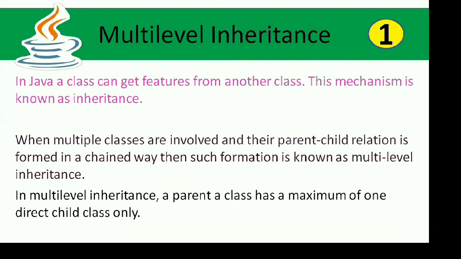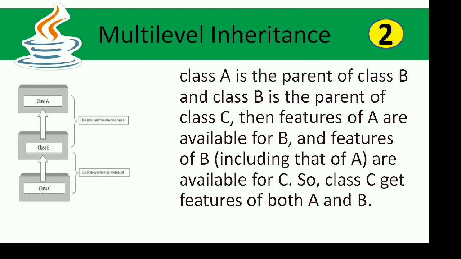In Java, a class can get features from another class. This is inheritance, and when we maintain a chain of parent-child relationship, it's called multi-level inheritance, and a parent can have only one direct child. There cannot be two children. Okay, so a parent can have only one child.